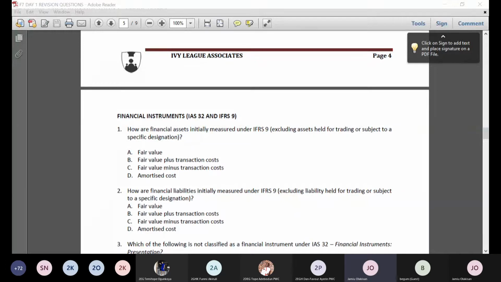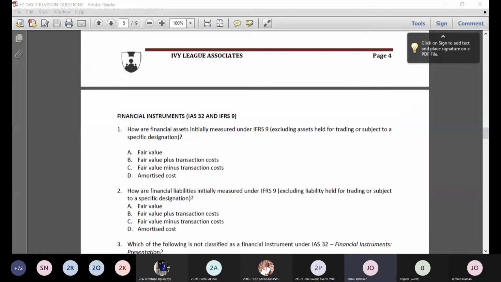Amortized cost is a very interesting topic because it could apply to financial assets, it could apply to financial liability. So when it comes to subsequent measurement of financial liability, although there are some financial liabilities that can be measured at fair value through P/L, but at your level, you are not expected to know that. At your level, financial liabilities are mainly measured at amortized costs.